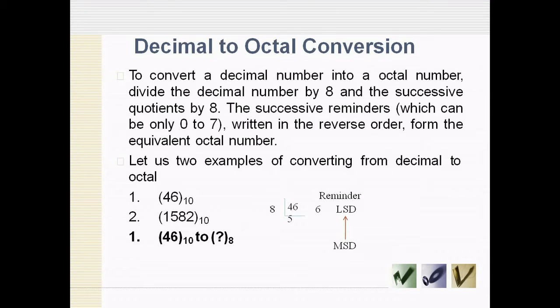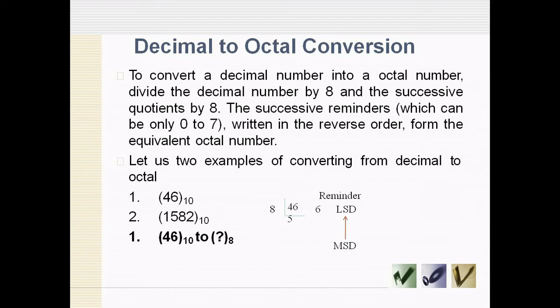Decimal to octal conversion. To convert a decimal number into an octal number, divide the decimal number by 8 and the successive quotient by 8. The successive remainders, which can only be 0 to 7, written in reverse order, form the equivalent octal number. Now we will understand with an example.